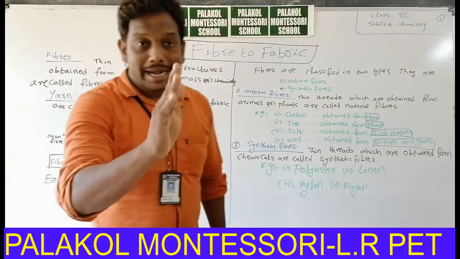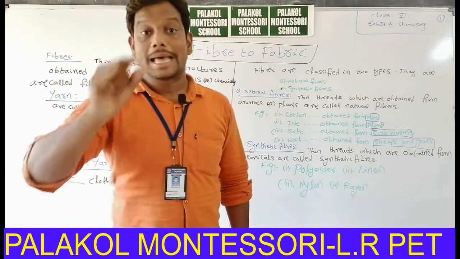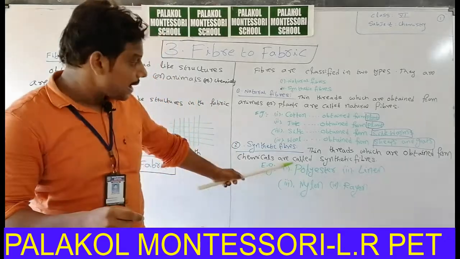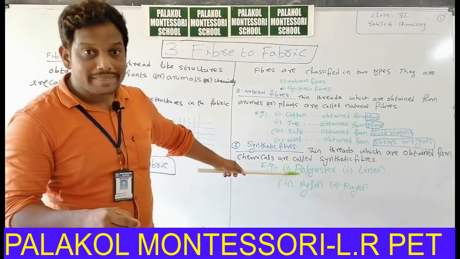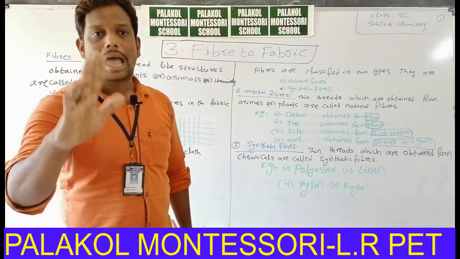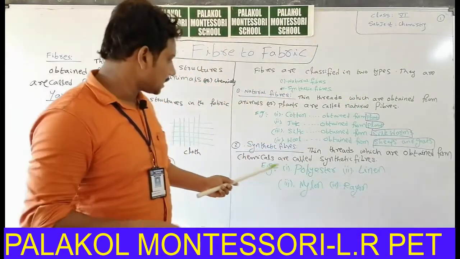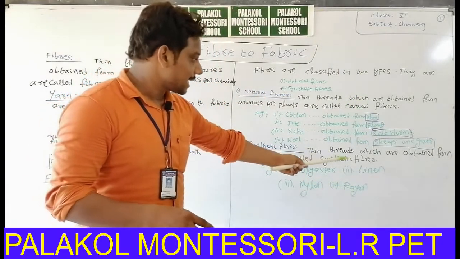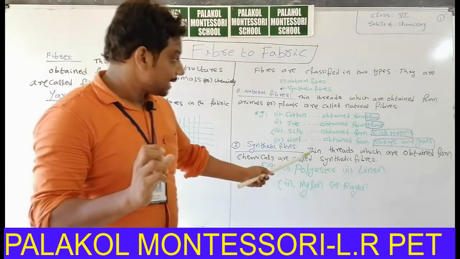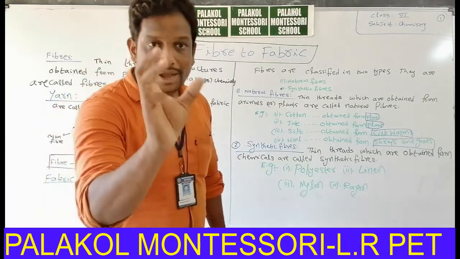Simply, thin thread-like structures obtained from plants or animals are called natural fibers. Thin thread-like structures obtained from chemicals, that means prepared in the laboratory or in the factory using chemicals, are not obtained from plants or animals. They are only obtained by chemical reactions. If you get thin thread-like structures this way, they are called synthetic fibers. Thin threads which are obtained from chemicals are called synthetic fibers.